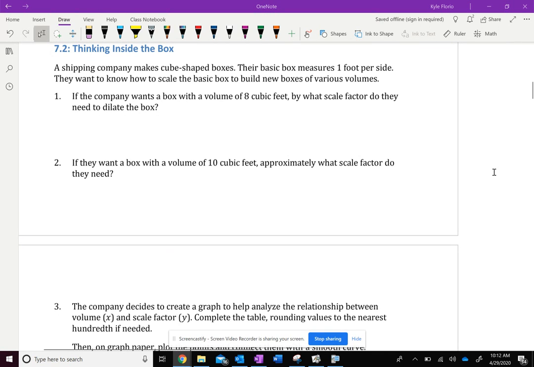So a shipping company makes cube-shaped boxes. Their basic box measures 1 foot per side. They want to know how to scale the box to build new boxes of various volumes. So the original box has a volume of 1 because it's 1 by 1 by 1. The original box has a volume of 1.